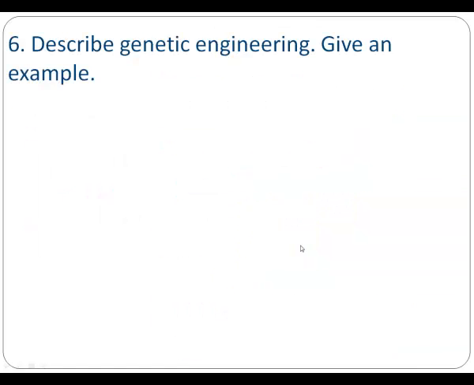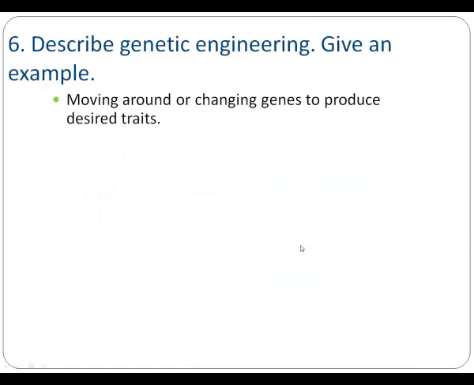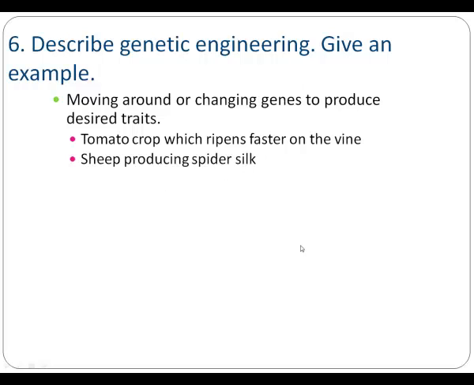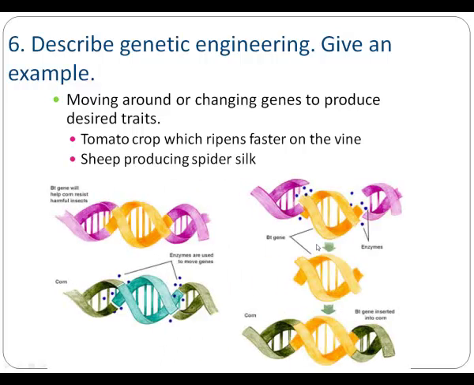Describe genetic engineering and give an example. So genetic engineering is just moving around or changing genes to produce desired traits. An example could be a tomato crop, which ripens faster on the vine, or a sheep that produces spider milk. So all I do is I take my desired gene here in yellow, and I can cut it out and insert it into a different organism, and maybe this will produce some desirable effect. In this case, this is for insect resistance.